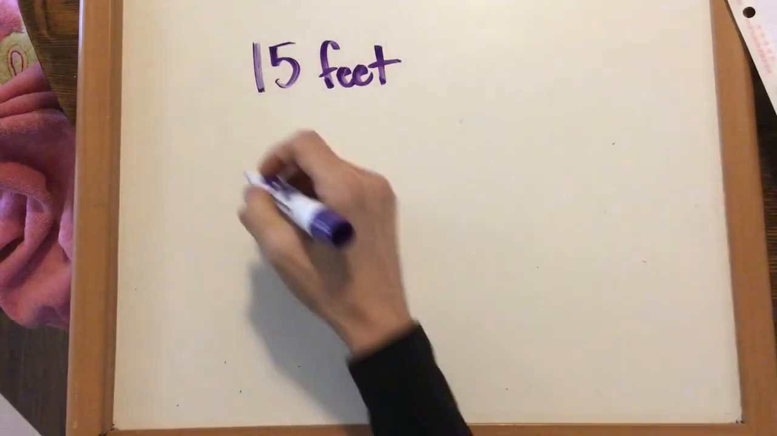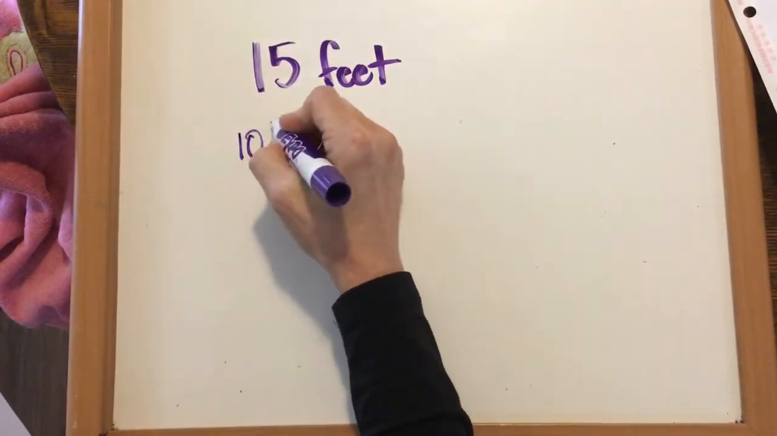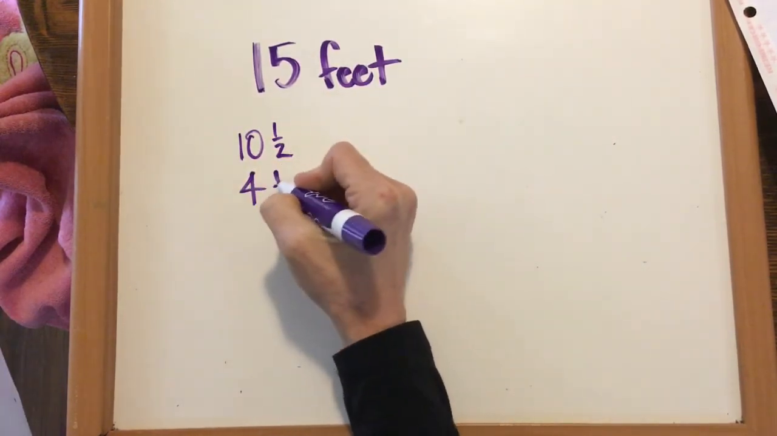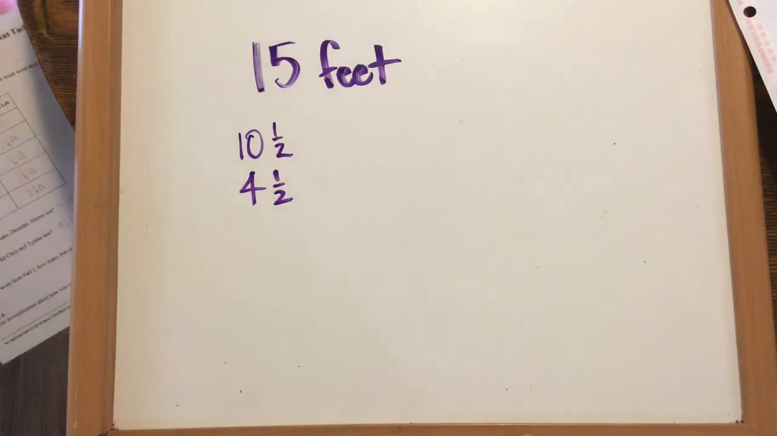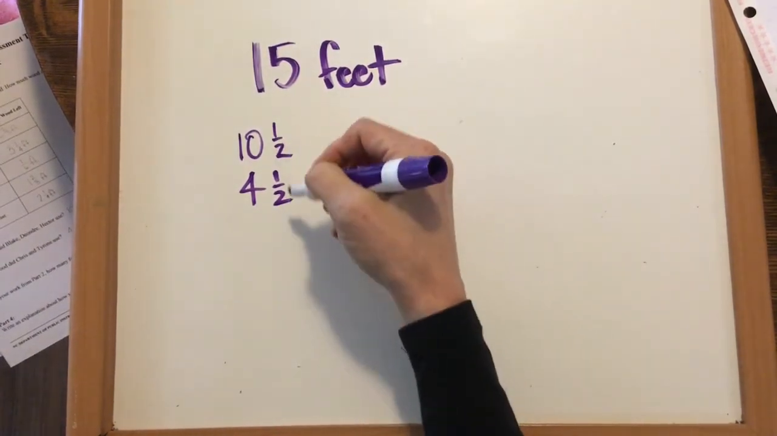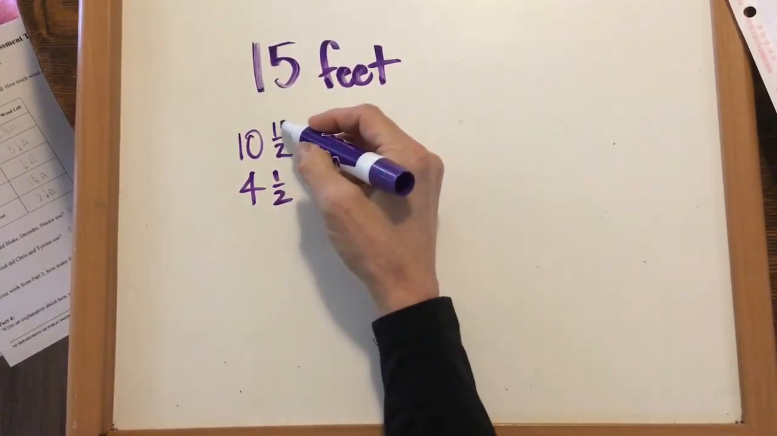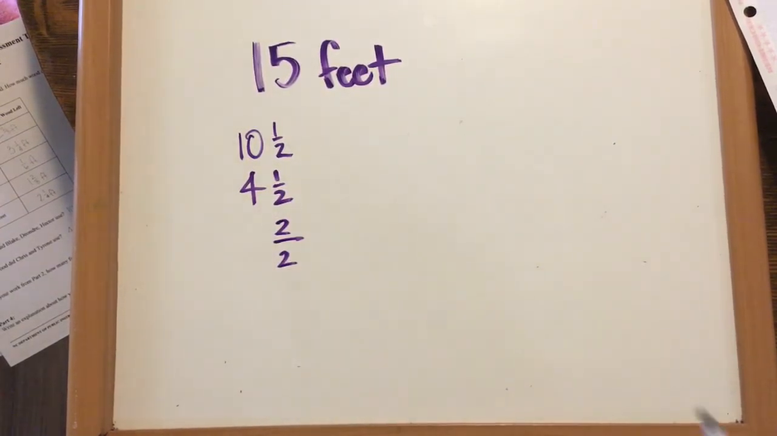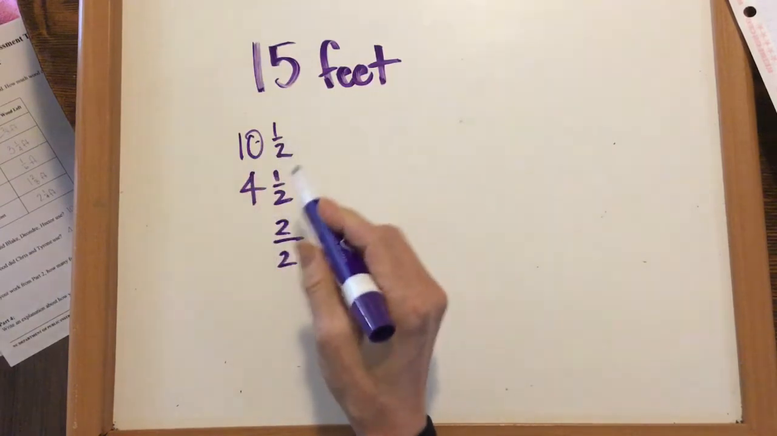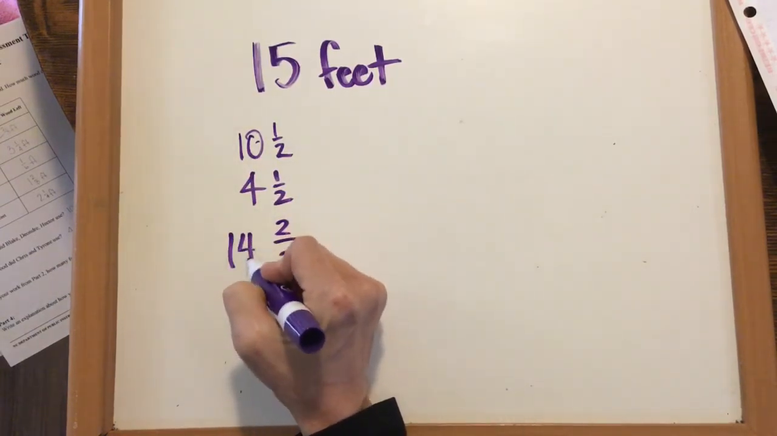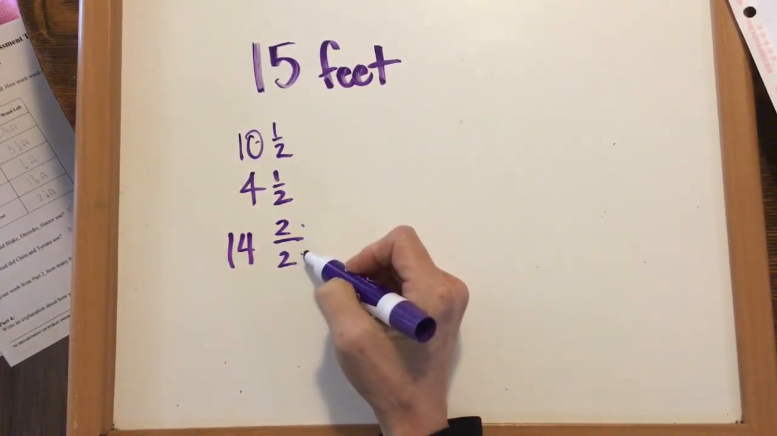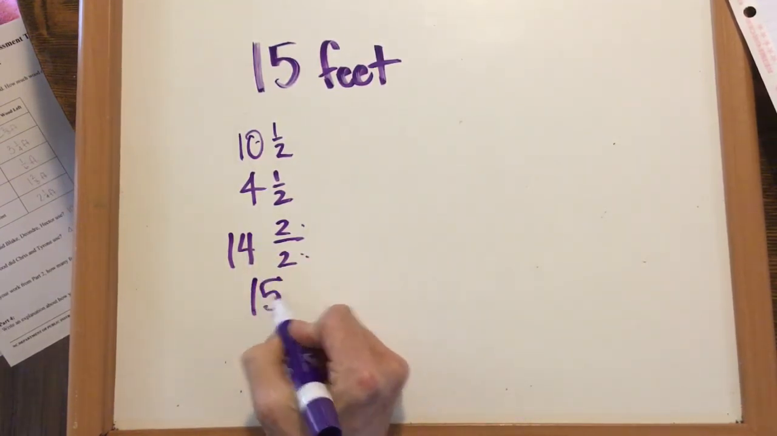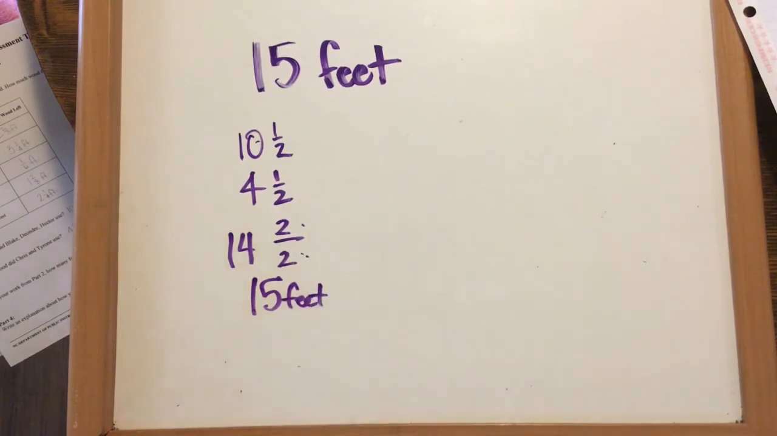You could have taken the 10.5 feet and the 4.5 feet and add those together. Hey, you already have like denominators. So 1/2 plus 1/2 is 1 whole. 10 and 4 is 14. Well, I've got this 1 whole to add on, so 14 plus 1 is 15 feet.